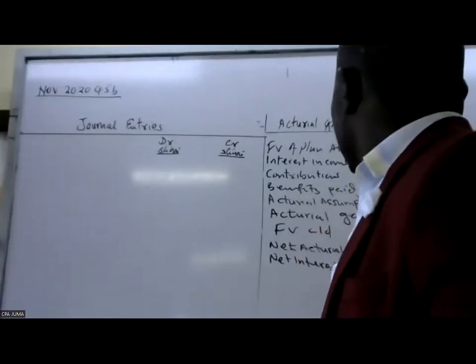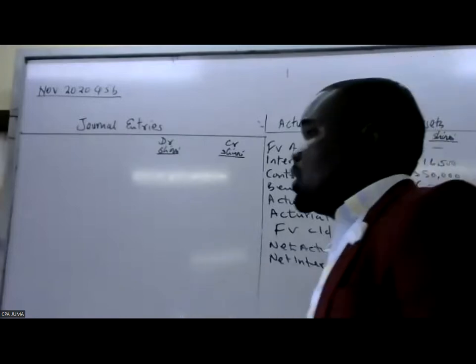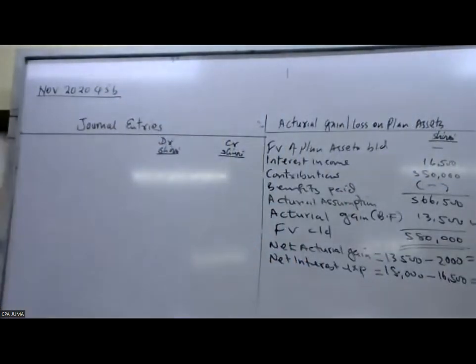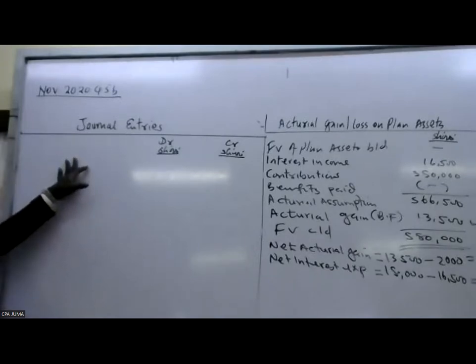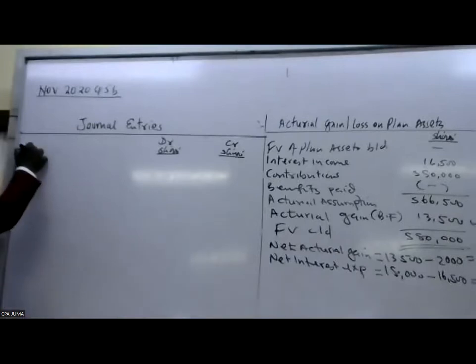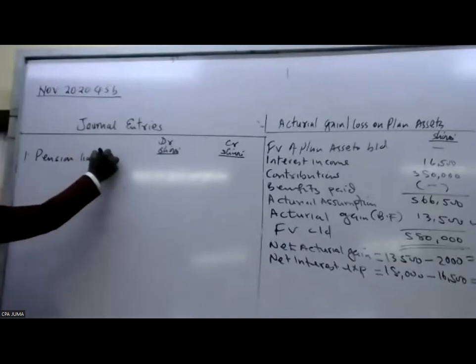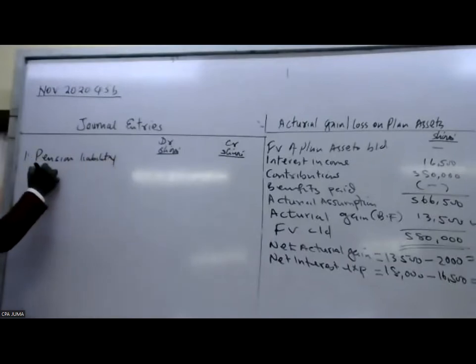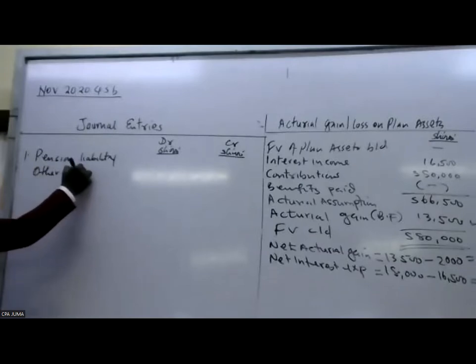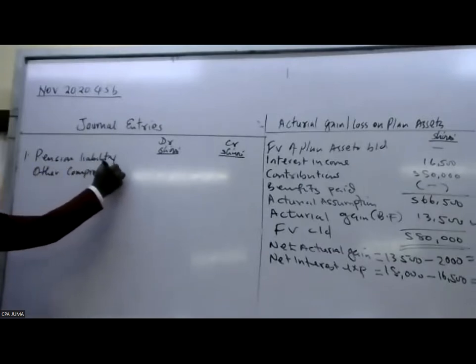So let's start with actuarial gain. Actuarial gain will reduce the liability. Yes, the gain will reduce our liability. So a reduction in liability, you debit the liability account. Then you credit, so inakuwa hivi. Debit pension liability. Then you credit other comprehensive income.